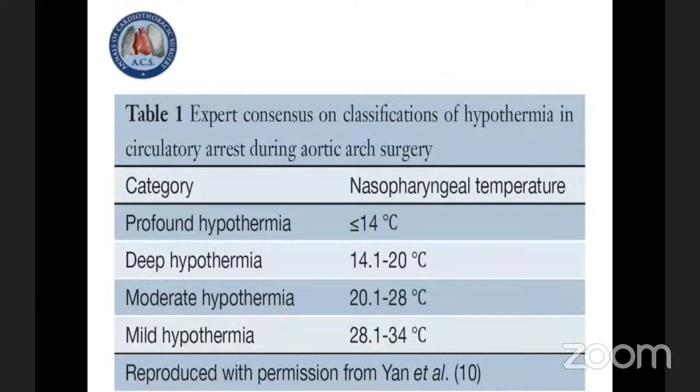So to start with, this is a table from Annals of Cardiothoracic Surgery. Just to start with, how can we classify hypothermia and circulatory arrest during aortic arch surgery? If we go down with the temperature below 14 degrees, then we call this profound hypothermia. If we go from 14 to 20, it's deep hypothermia. Between 20 to 28, this is moderate hypothermia, and then mild is 28 to 34. So these are the classifications of hypothermia.